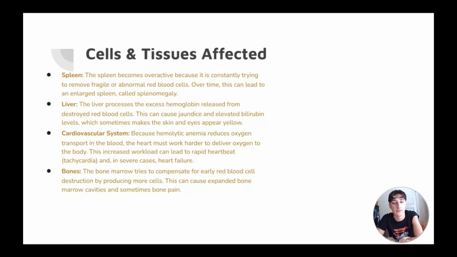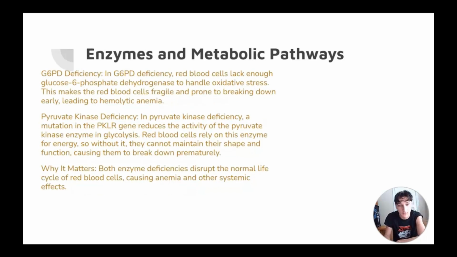The cardiovascular system. Because hemolytic anemia reduces oxygen transport in the blood, the heart must work harder to deliver oxygen to the body. This increased workload can lead to rapid heartbeat, which is called tachycardia, and in severe cases, heart failure. And then lastly, the bones. The bone marrow tries to compensate for early red blood cell destruction by producing more cells. This can cause expanded bone marrow cavities and sometimes bone pain.